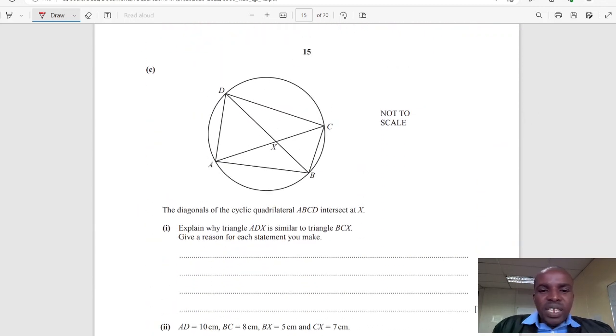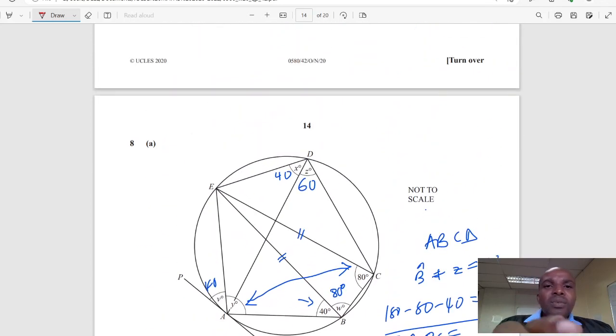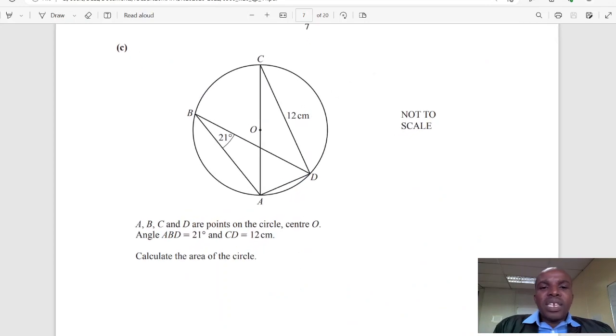Right, this one is now based on similarity. Let's work on circle geometry. We have this question. You can see we have diameter AOC. They said A, B, C, and D are points on the circle, center O. Angle ABD is 21 degrees, given, and CD is 12 centimeters, given. Calculate the area of the circle.